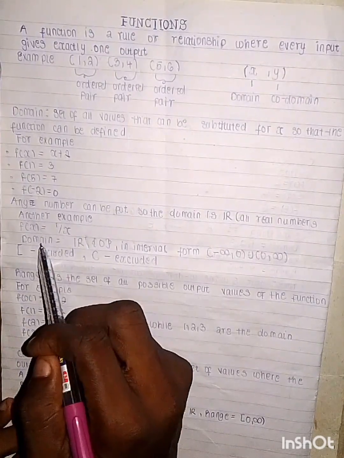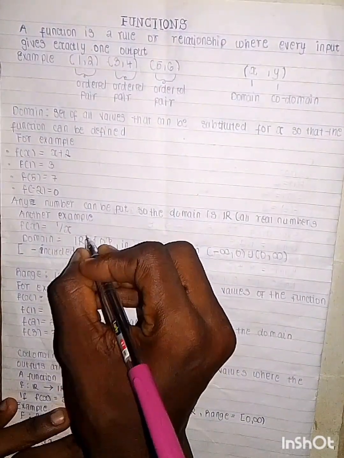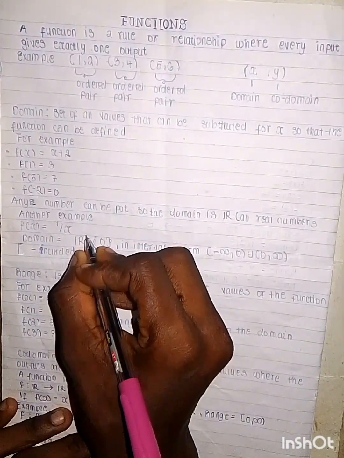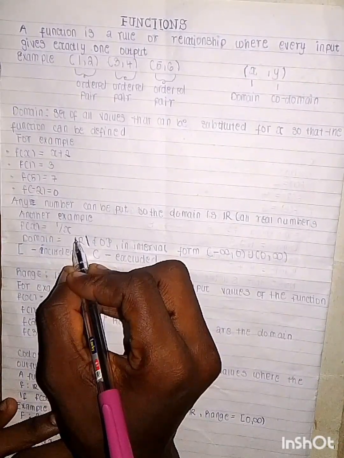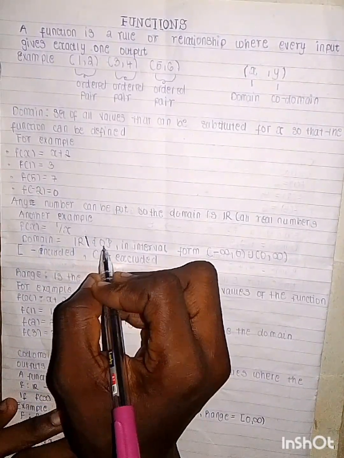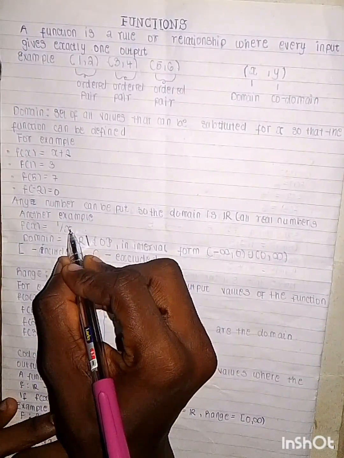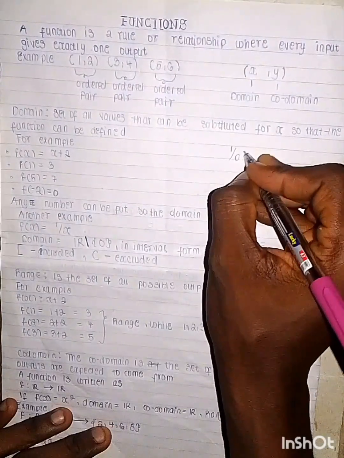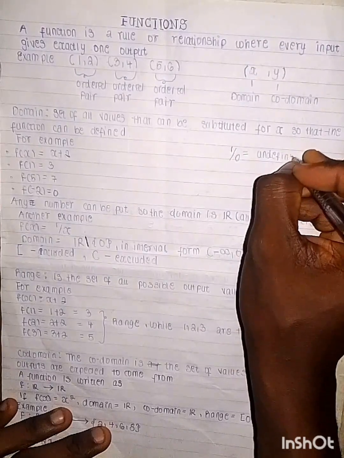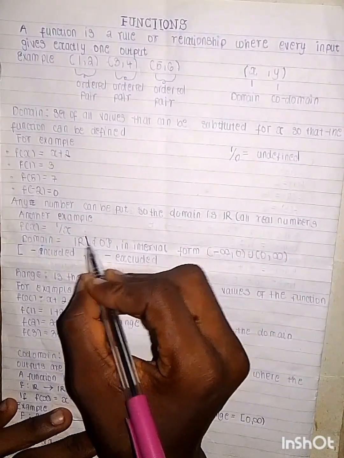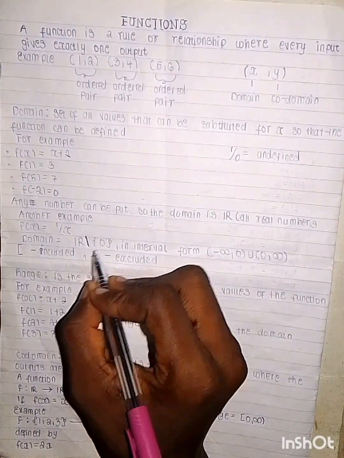Now we have here another example. f(x) = 1/x. The domain is all real numbers excluding 0. This sign means excluding 0. Now, why do we say that the domain is all real numbers excluding 0? You can see here that if x is found to be 0, we are going to have 1 divided by 0, which is what? Undefined. So all numbers can be inserted into this x to make it defined, but not 0.